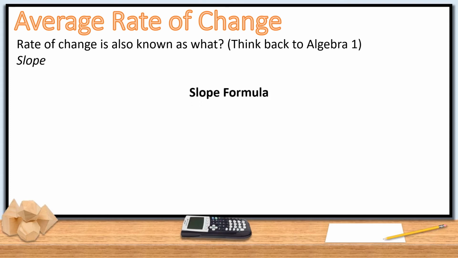Who remembers slope formula? Take a second, challenge yourself. Do you know slope formula? y2 minus y1 divided by x2 minus x1. So the difference of the y's divided by the difference of the x's, also known as rise over run. We're going to need that. So if you don't remember that, or if that was a struggle for you, write it down, have it in your notes somewhere, because you're going to need it.